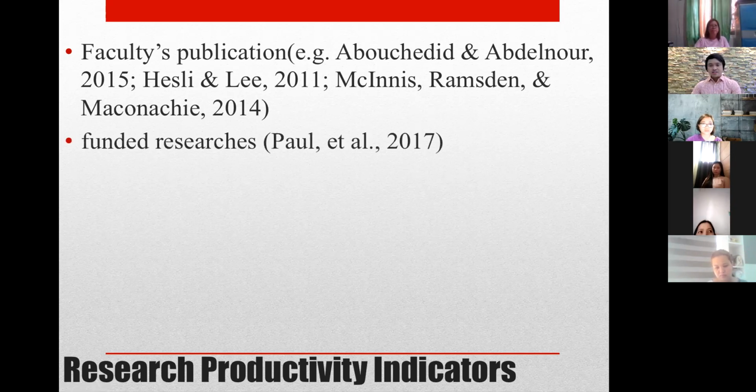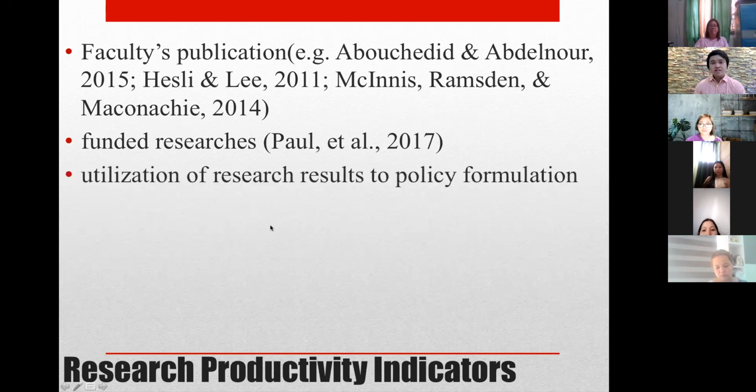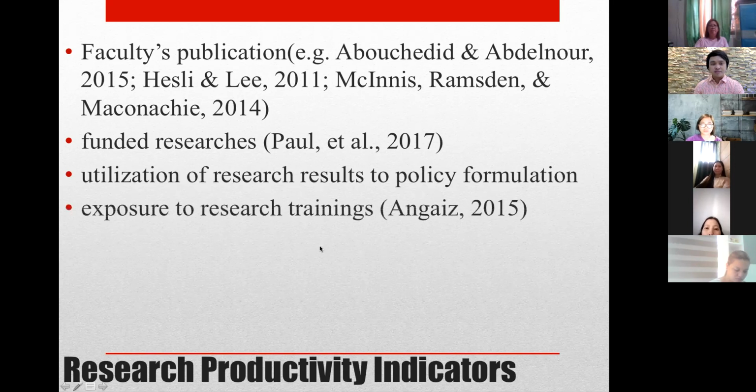So ang basic education or DepEd ay merong pondo for research. Ang gagawin lang po natin ay magsasubmit tayo ng mga papers for funding. So malalaman natin na research productive yung mga faculty. Utilization of research results to policy formulation. So yun. Kailangan hindi lang basta gumawa ng research, kumbaga yung findings ng study nagamit siya for policy formulation.